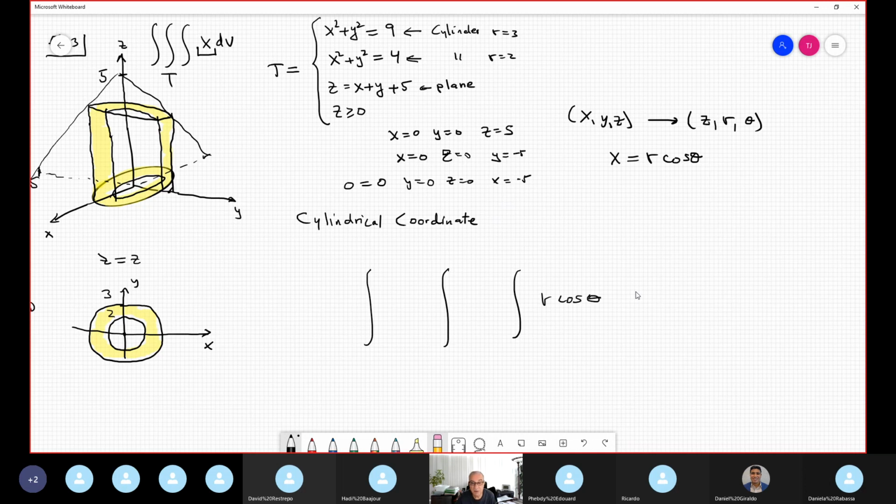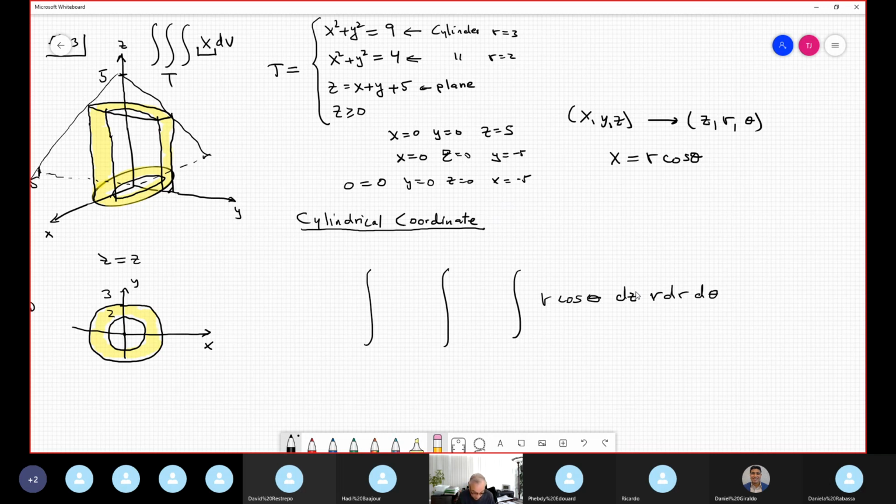dv is dz. So now in polar it is r dr d theta. I forgot to say that the Jacobian in cylindrical is exactly the same as the Jacobian in polar. The Jacobian in spherical, I forgot to say, but in a moment I explain that.